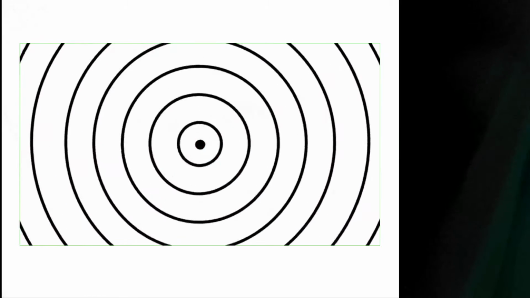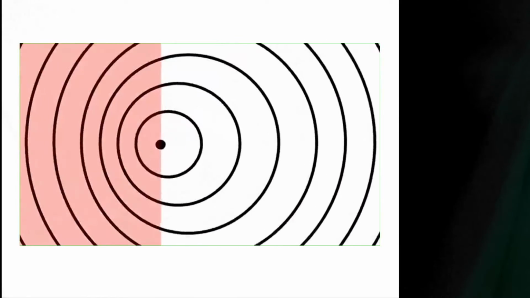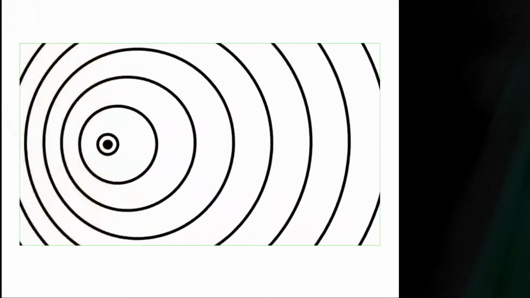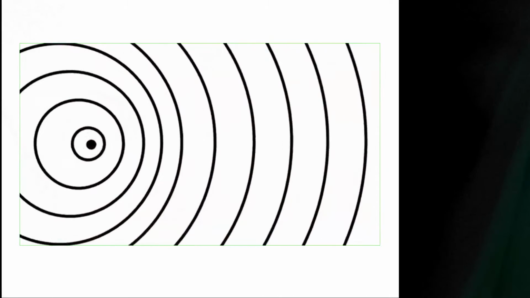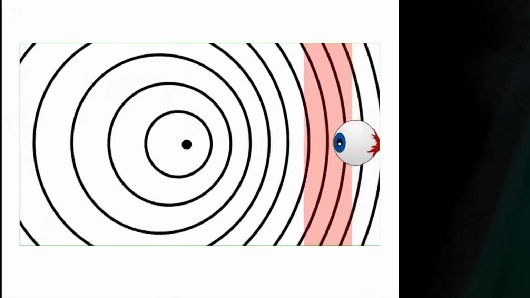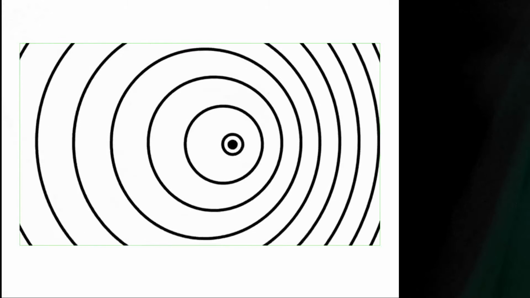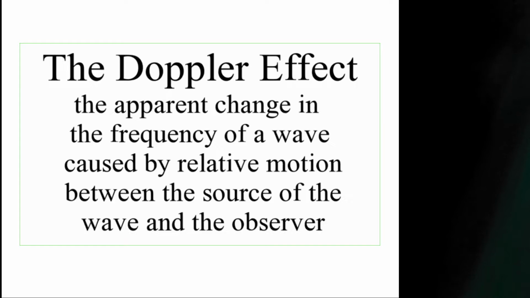We see the Doppler effect happening when the thing that is emitting waves moves. In the direction it's moving, the wavefronts bunch up, and behind it they spread out. If our object is moving towards a stationary observer, these bunched up waves are observed at a high frequency. And if the object is moving away from a stationary observer, the waves are observed at a lower frequency. So that is the Doppler effect, the apparent change in the frequency of a wave caused by relative motion between the source of the wave and the observer.